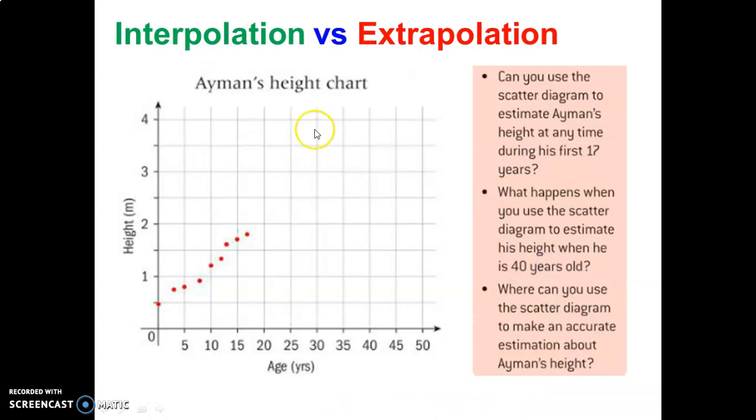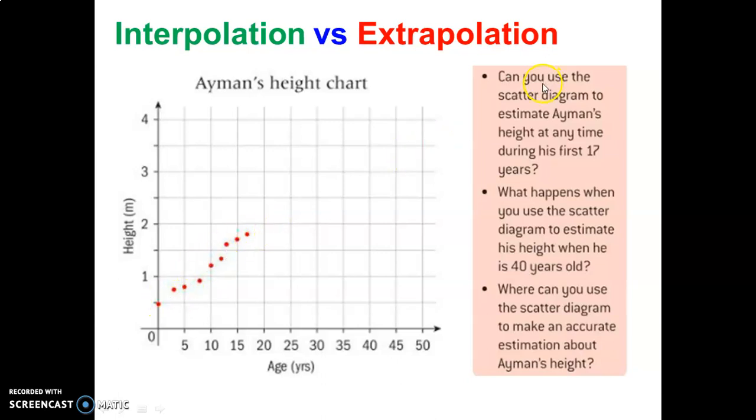Okay, so here's another example of interpolation versus extrapolation. We have Aemon's height chart. Here is Aemon at the age of 0, at birth. He was about 50 centimeters in height, and then you can see over the years, all the way up to year 17, we have a height just under 2 meters. So there's his height over the years.